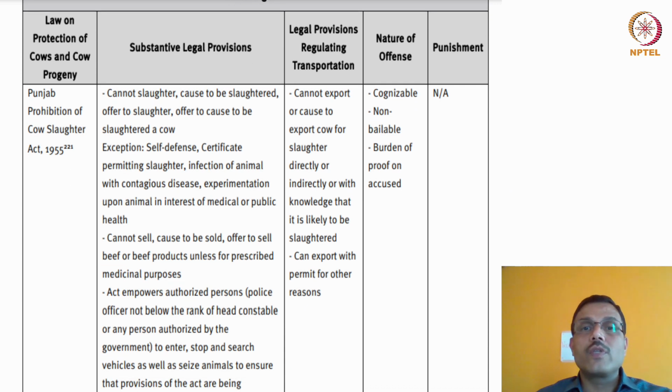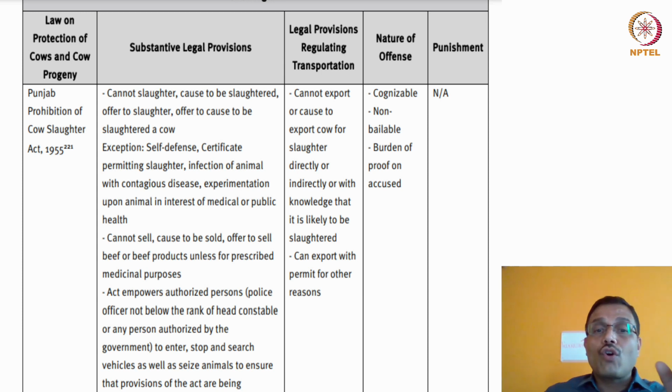We'll go to Punjab, which probably many of you may not be aware of. Punjab brought this legislation in 1955 itself. You cannot slaughter or cause to slaughter, offer to slaughter any cow. There are exceptions in self-defense, of course. You need a certificate. Maybe it's an infected animal with contagious diseases. So it's not an absolute ban, right? There are certain exceptions that can be created as well.